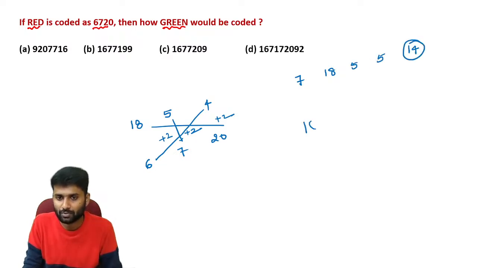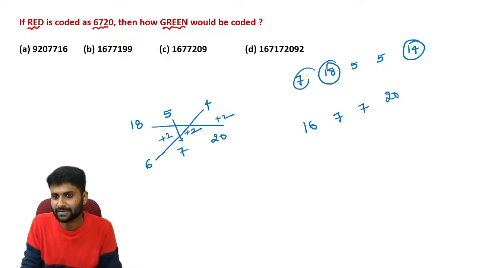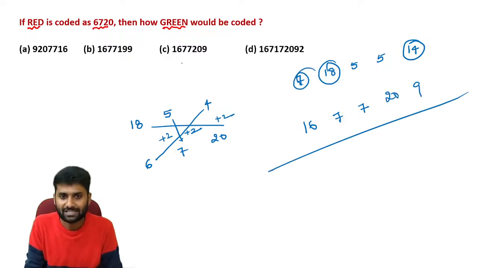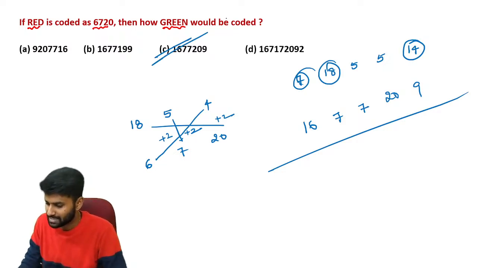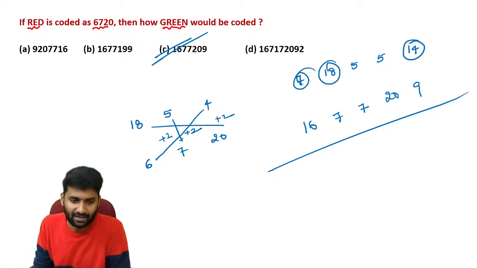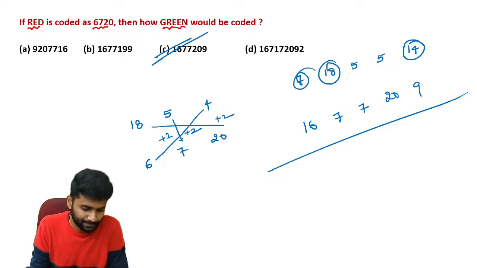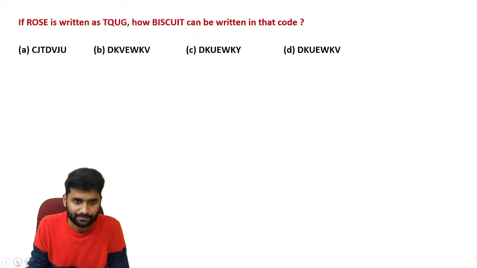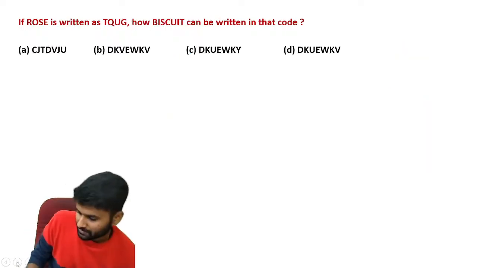14 plus 2 is 16. 5 plus 2 is equal to 7. 5 plus 2 is equal to 7. 18 plus 2 is equal to 20. 7 plus 2 is equal to 9. So 16, 7, 7, 20, 9. So C is the correct answer. Hope you understand the logic. From the first element to the last element, it is alphabetical position plus 2. So that's the logic. Try to solve this question.